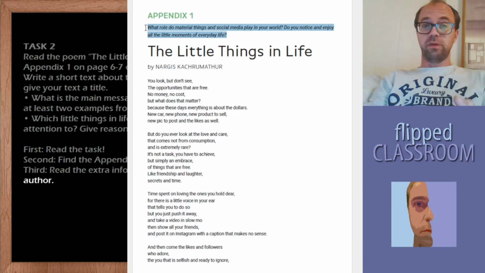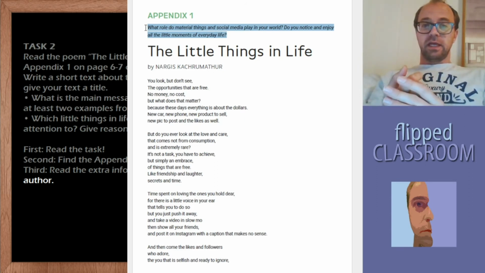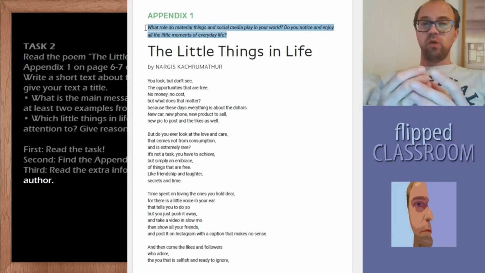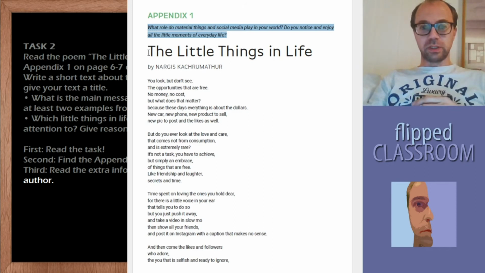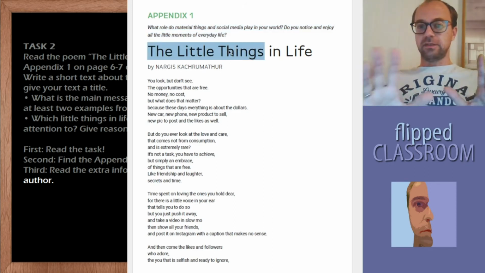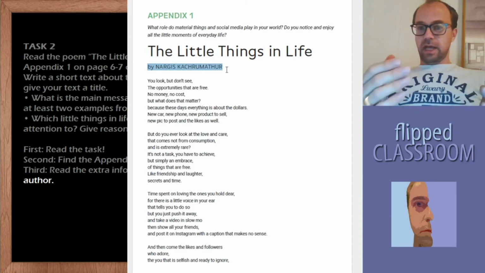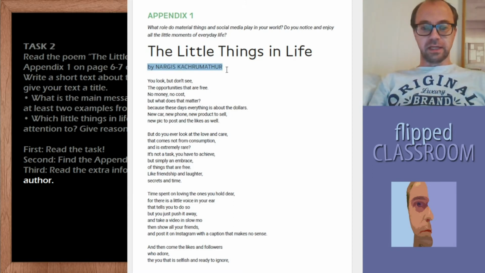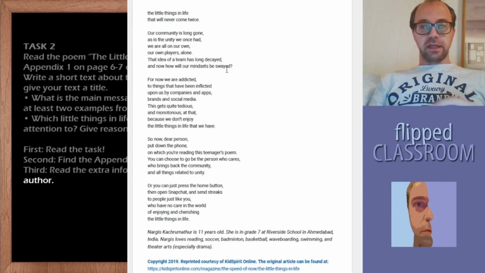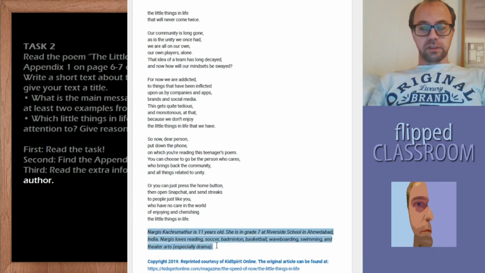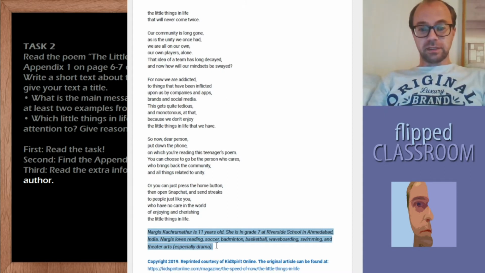So I already know before I have actually read the text that this has to do with material things, that is stuff, and social media, and what kind of part they play in my world. And it will also talk about the little moments of everyday life, and I suppose those are the little things in life. This is what the text is about. I also see that this text is by someone called Nargis something, Kakromather. I don't know how you say that. And then at the very end, there is some more useful information. Here, also in italics, we find out that the author is 11 years old.